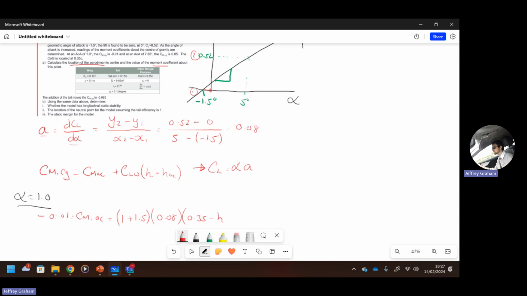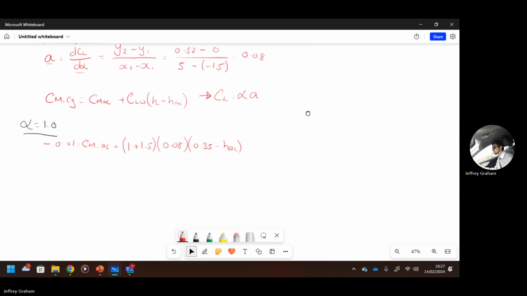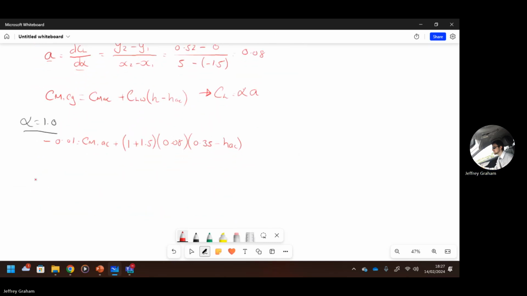So again, we don't know hAC. All right. We can do exactly the same thing for the other set of data, 7.88 degrees, where CMCG is 0.05. Right, so same two unknowns. The angle is now 7.88, same lift curve slope, so it's still going to add 1.5 degrees to it, multiplied by its gradient. That's 0.35, and that's hAC.